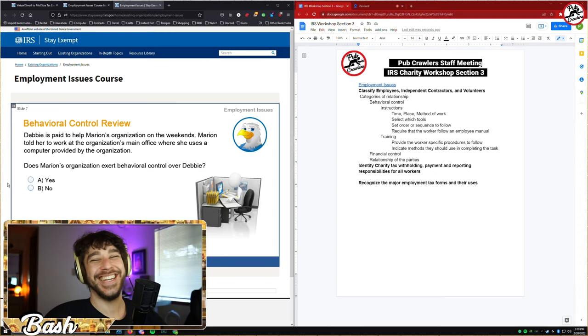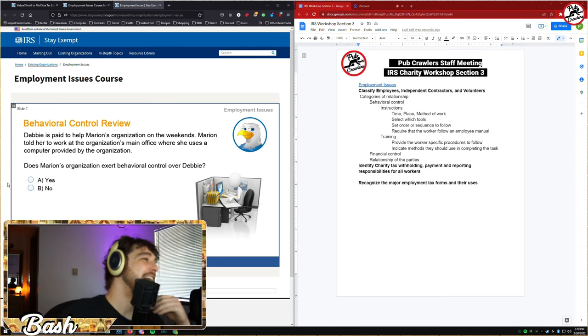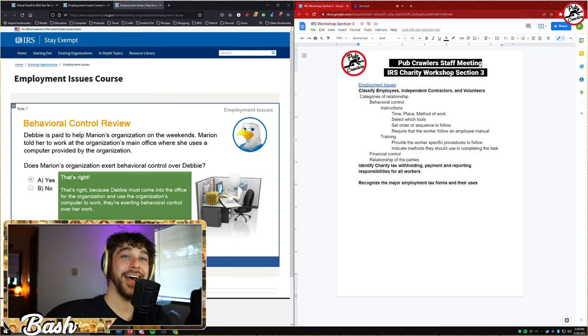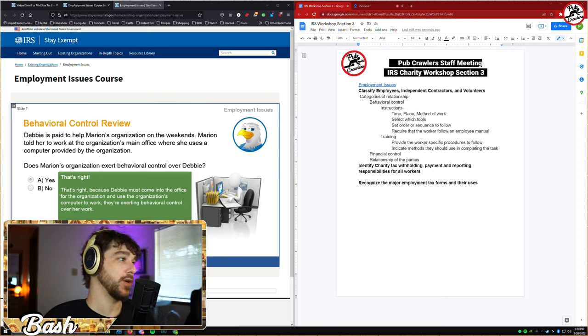Behavioral control over Debbie, yes. Right? Yes. We agree. Yes, that's right, because Debbie must come into the office for the organization and use the organization's computer to work. They're exerting behavioral control over her work.